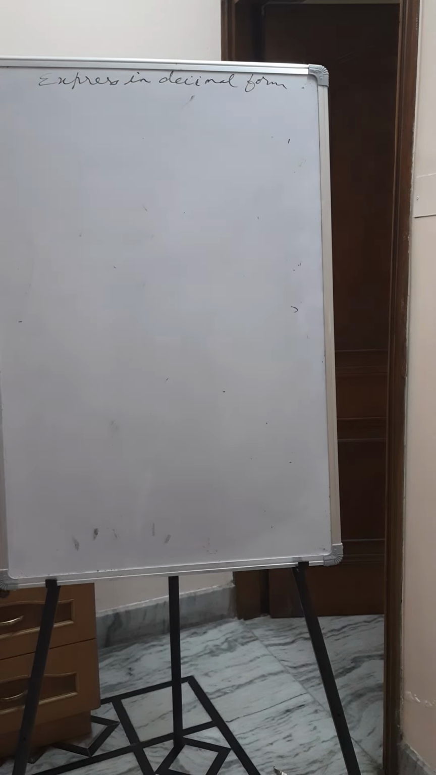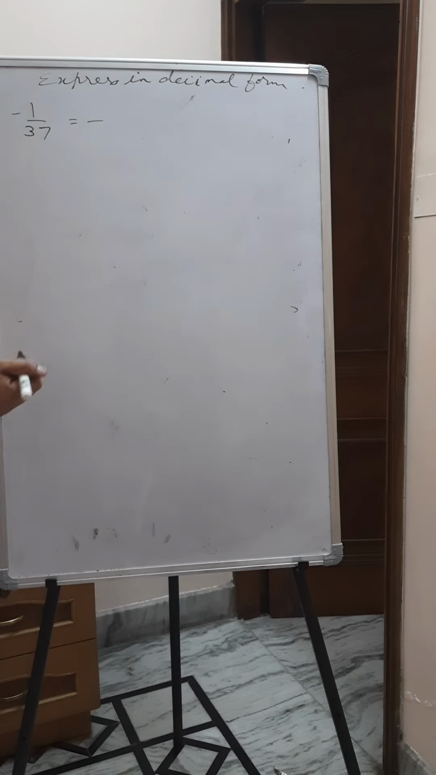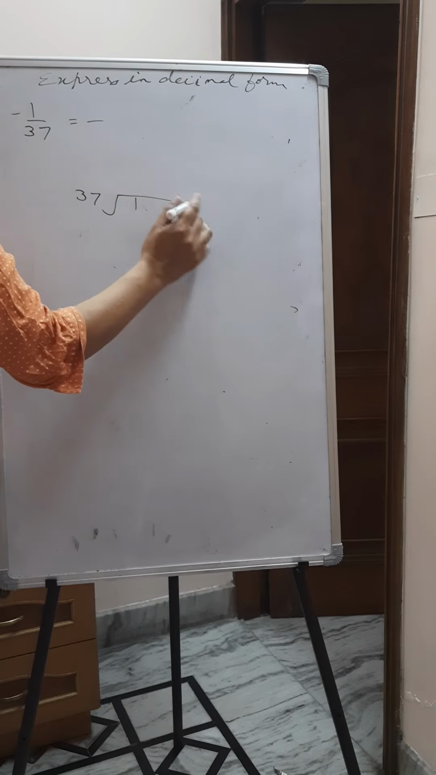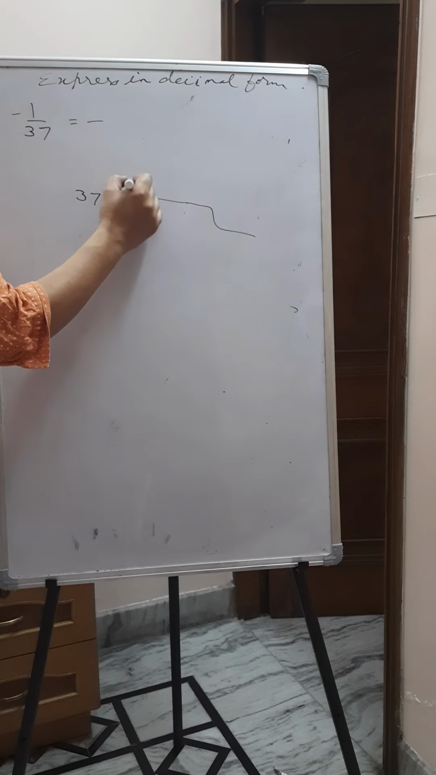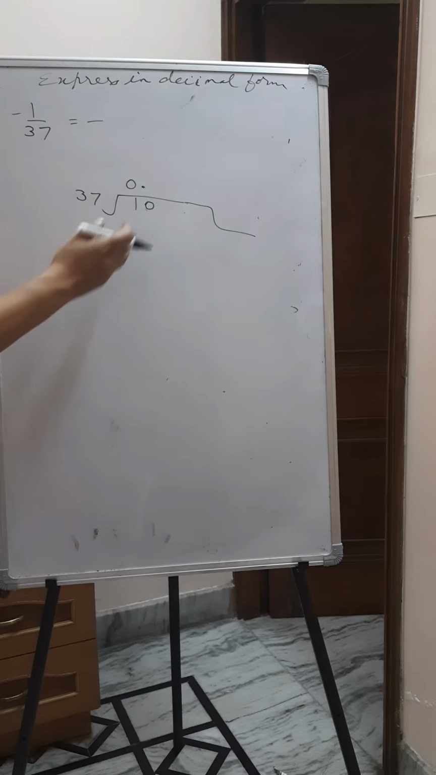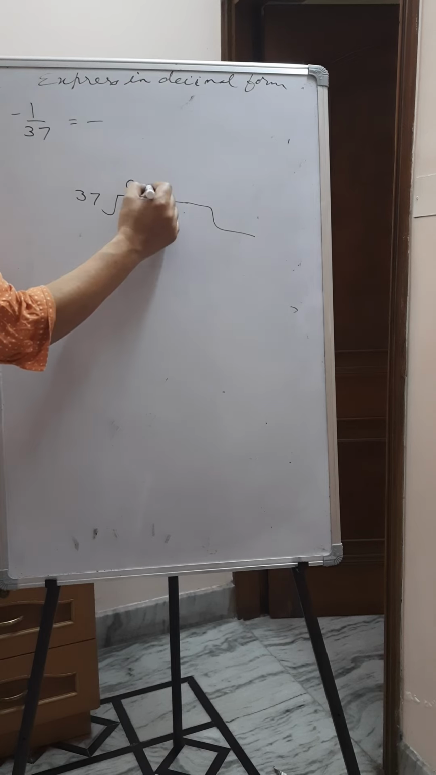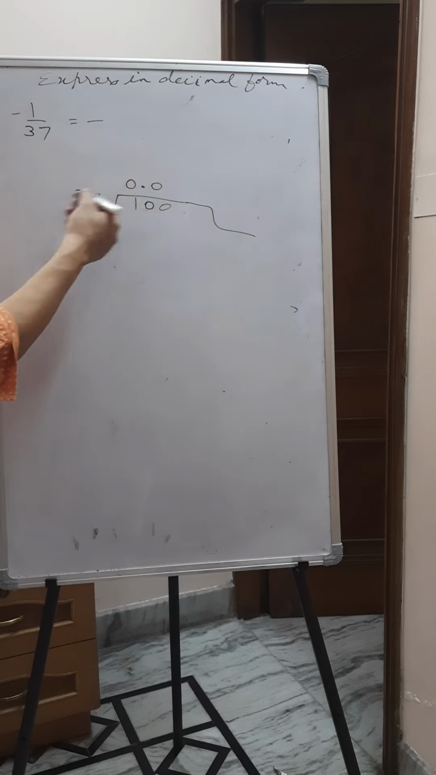The question is minus 1 over 37. The question is negative, so we are getting a negative answer. Now divide 1 by 37. 1 is smaller than 37, so put the 0 and decimal to get 10 here. 10 is small. This is all the division which you have done in your junior classes. 10 is smaller than 37. Again we put 0 to get 100 here. 100 is greater than 37. So the next table is 2.